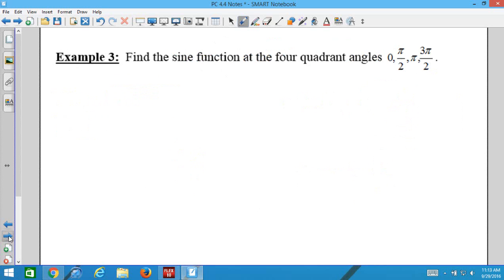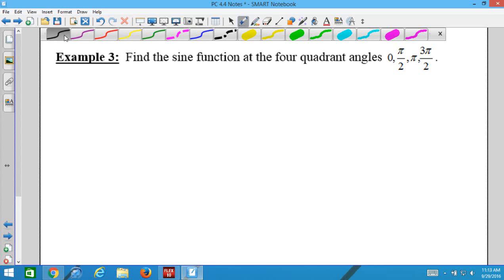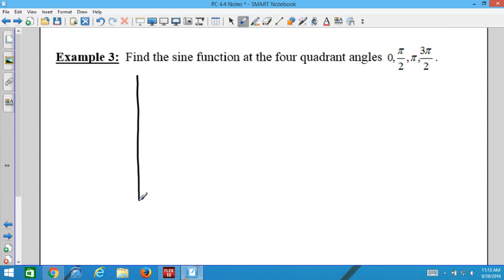Example 3. Now in your assignment, you're going to have this whole section that is asking you to find different functions, not just sine, but different functions on these quadrant angles. Anytime you're going to use the quadrant angles, I would just go ahead and find those points.